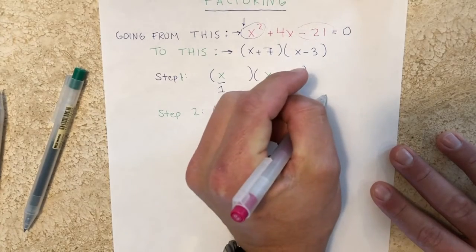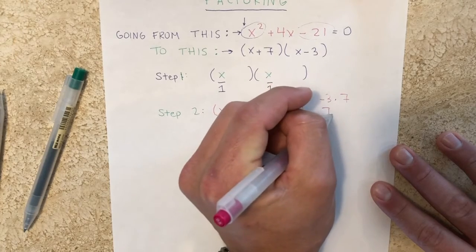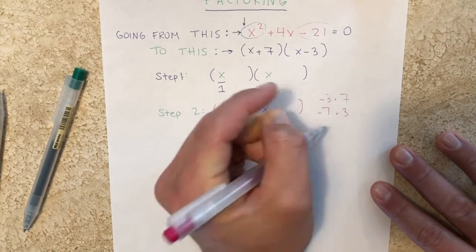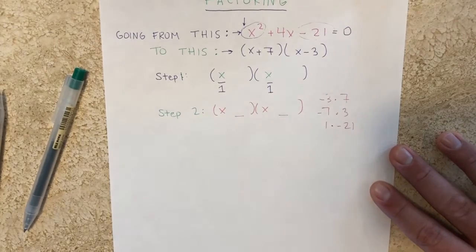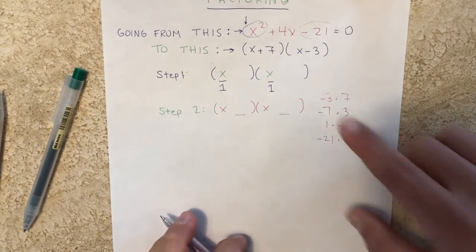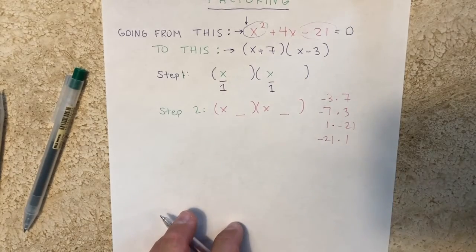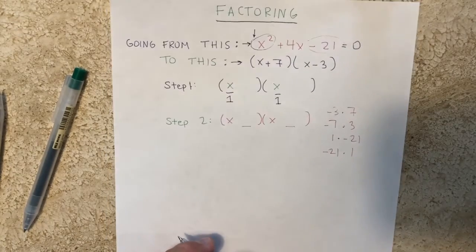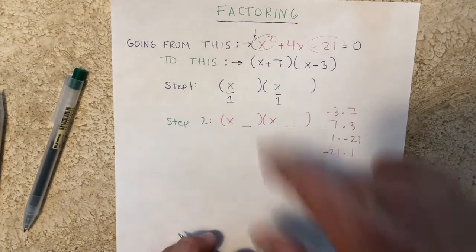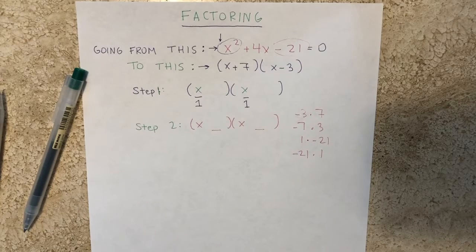What choices do we have? 3 times -7, -3 times 7, we got 7 times -3, 1 times -21, -21 times 1. That's about it, right? One of them has to be negative, one of them has to be positive. Doesn't matter which one you put where, because step 3 is where we FOIL and get back to the beginning to check our answer. This is one of those trial and error kind of things, and I know that can be annoying for a lot of people, but that's kind of how you have to solve these.